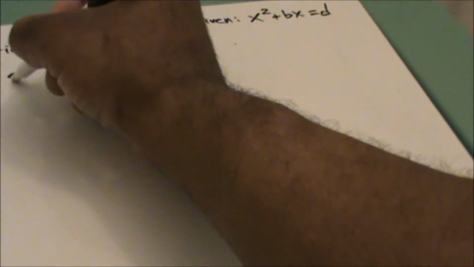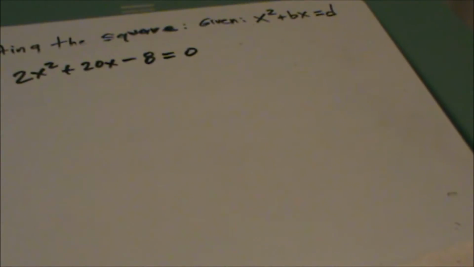All right, and still we're demonstrating completing the square in the form of x squared plus bx equals d. Here's another example. Let's solve 2x squared plus 20x minus 8 equals 0.